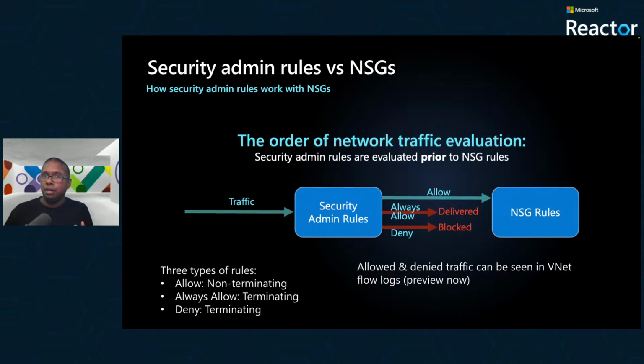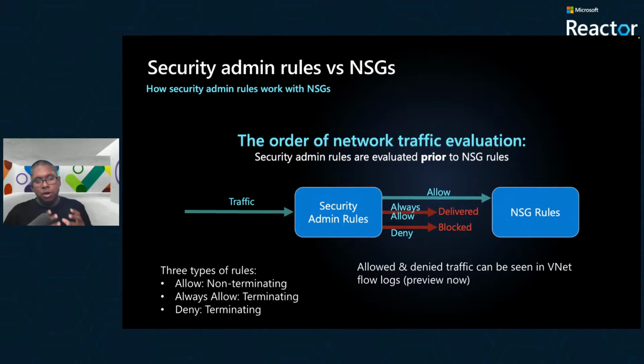So this is what is really allowing us to have that centralized management aspect, at the same time giving application owners full control over the decentralized portion, which is the NSGs that are applied to their workload. Now, security admin rules offer 3 types of configuration when you create a security rule. One is, you can say, allow traffic to pass through and say this is a non-terminating configuration. So you can have a set of allow rules. You can also have an always allow rule, which is a terminating rule.